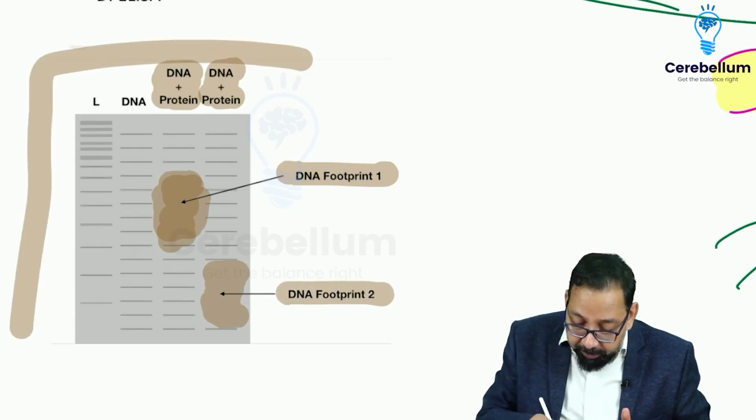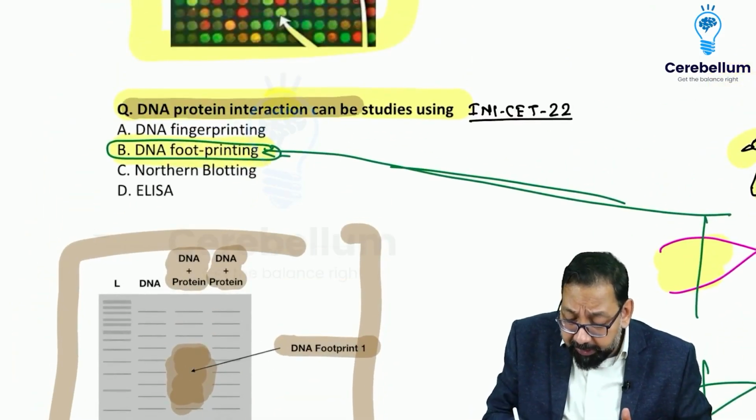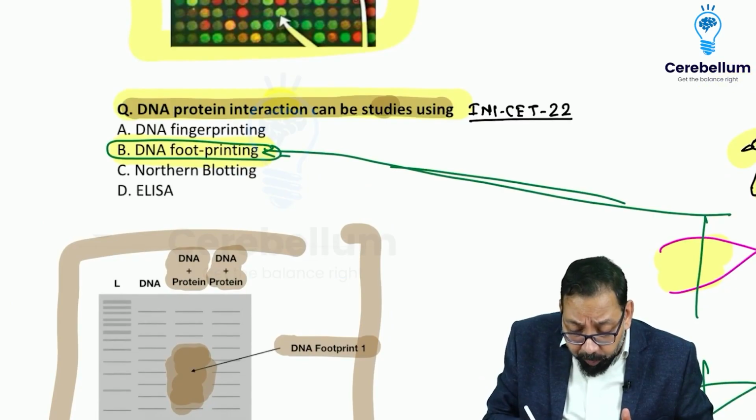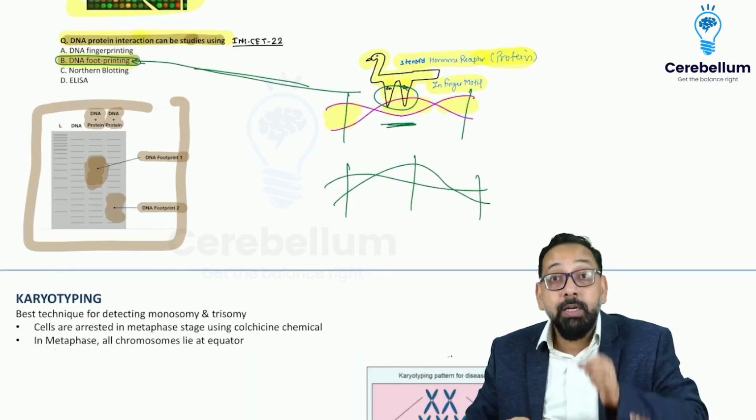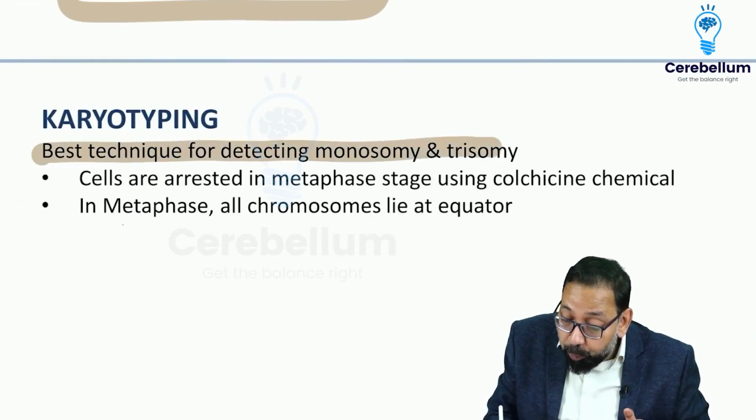You may find this image-based question, and this recently asked question: DNA-protein interaction can be studied by using DNA footprinting. Now we come to karyotyping. It is the best technique to detect monosomy and trisomy.